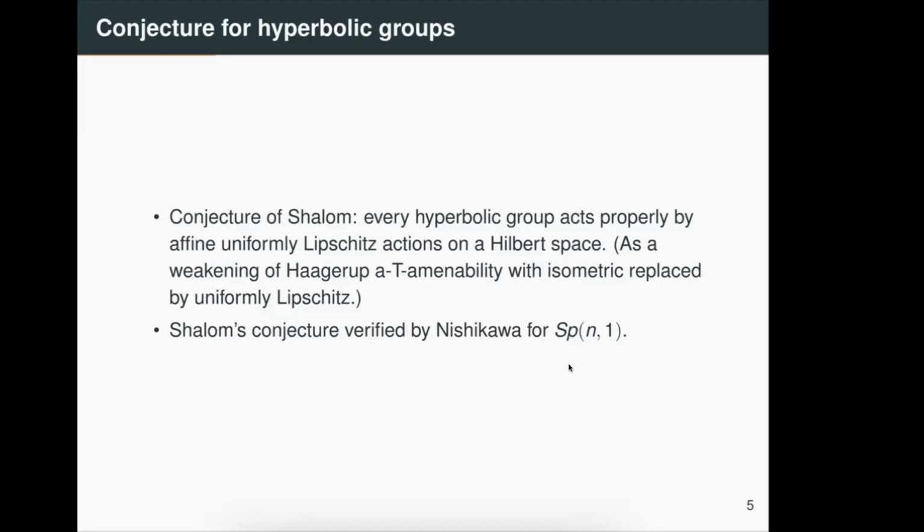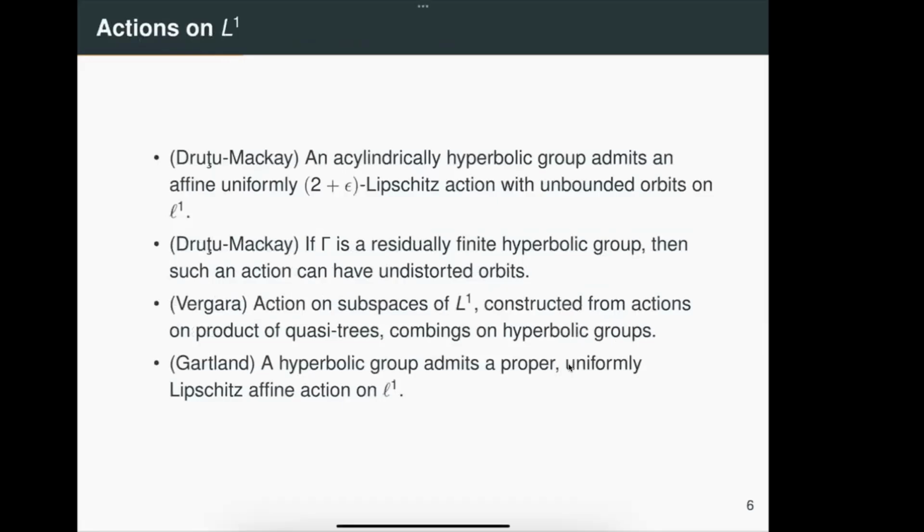So if we change Hilbert space to L1, do you see a dramatic difference? And here are some recent results, just to briefly review here. Zhu and Mackay considered this problem, and they proved that if you take any acylindrically hyperbolic group, then you can find an affine uniformly Lipschitz action with orbits quasi-isometric to the group. So sorry, I'm jumping ahead. For acylindrically hyperbolic groups, they find such an action with an unbounded orbit.